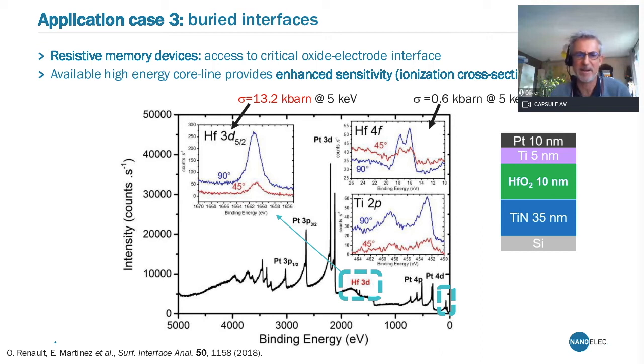And this is to be compared to the another core line, the 4f level, which is used traditionally in XPS, but which has a very much smaller ionization cross section, meaning that the signal will be drastically decreased. So for this example, we use the hafnium 3d core level, which enables you to properly analyze the critical interface between hafnium oxide and titanium.